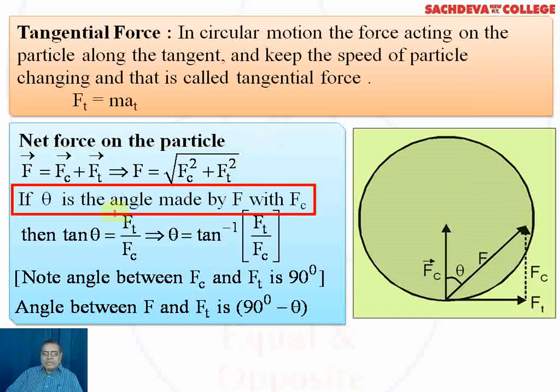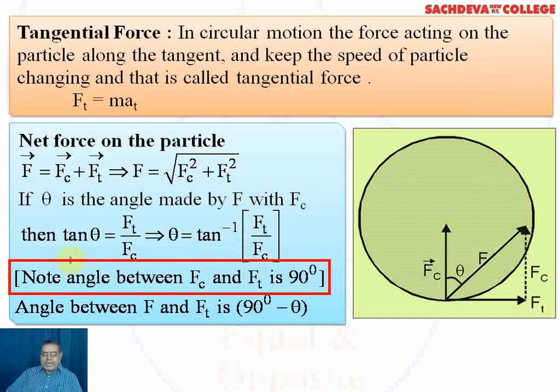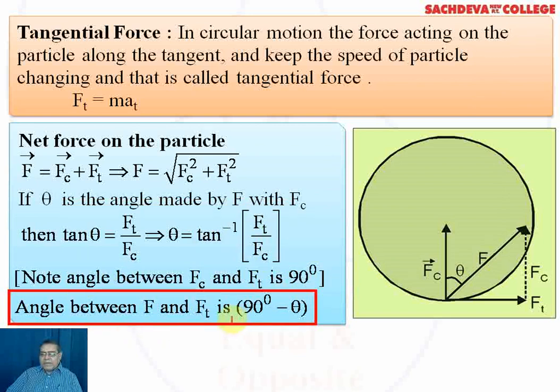If theta is the angle made by F with Fc, then tan theta is the ratio of perpendicular to base. So Ft divided by Fc is equal to tan theta, and theta is tan inverse of Ft over Fc. The important note is that the angle between Fc and Ft, as we see in the figure, is 90 degrees. The angle between F and Ft will be 90 minus theta. So we can use the allied angles in the calculations. Sin of 90 minus theta is cos theta, and cos of 90 minus theta is sin theta.